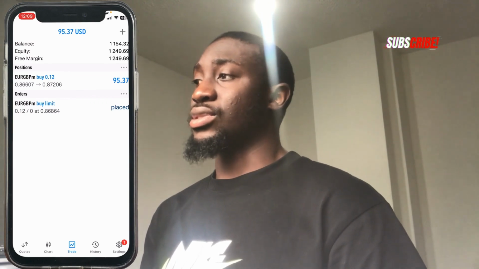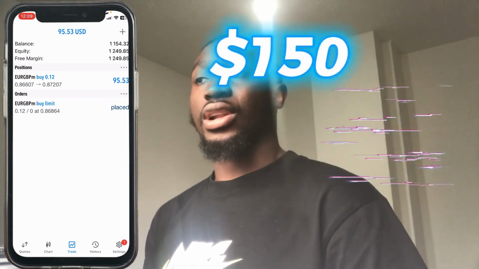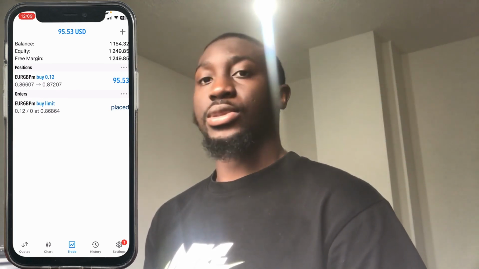I will keep you guys updated on this trade. My TP on this trade is I'm targeting $150. So let's see how it's gonna be from now to maybe next week. I'll keep you guys updated.